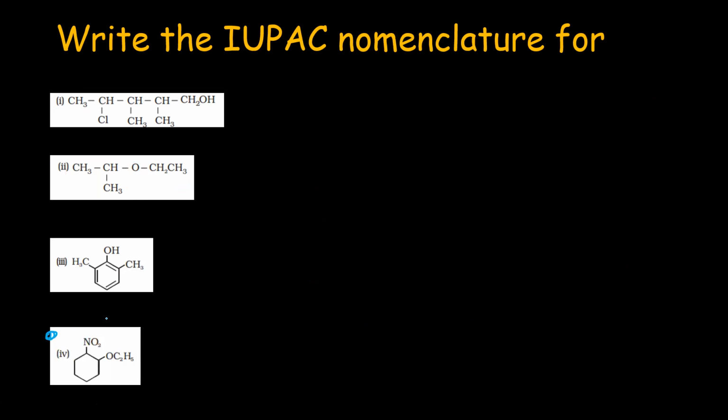For the fourth one, you will tell me. See, the fourth structure is like this. We have a 6 carbon ring. Here we have an NO2 group, and here we have O, then here we have C2H5. I hope all of you can see that. We will take this segment of the molecule. Yes or no? Correct? Yes, sir.